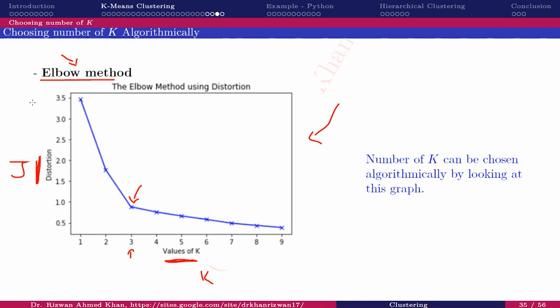And elbow, probably you get the intuition, this is like an arm and there are fingers over here, right? And this is the elbow joint. So you try to find the elbow joint to find the best value of K. After this elbow joint or elbow point, there is no significant improvement in J, or we are not minimizing much this value of J. So probably this point is good enough for the given data set. So this is one of the solutions to choose the right number of Ks.